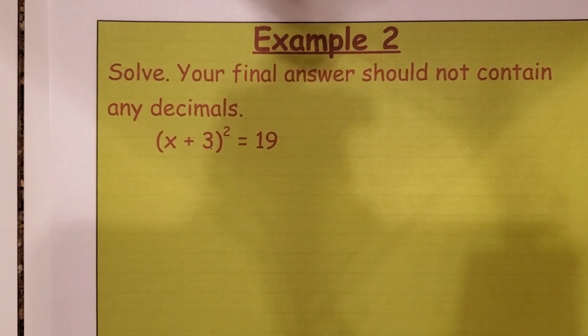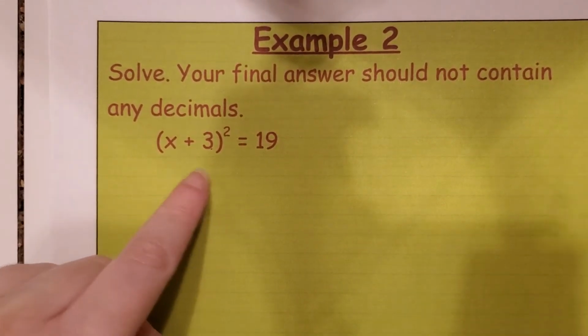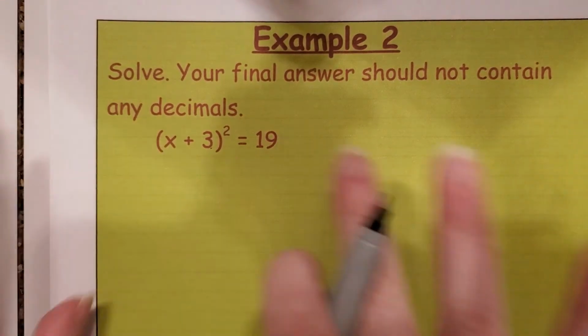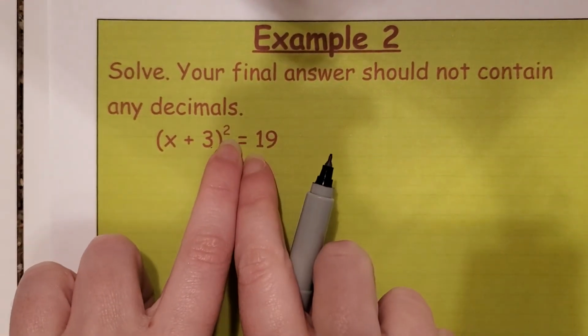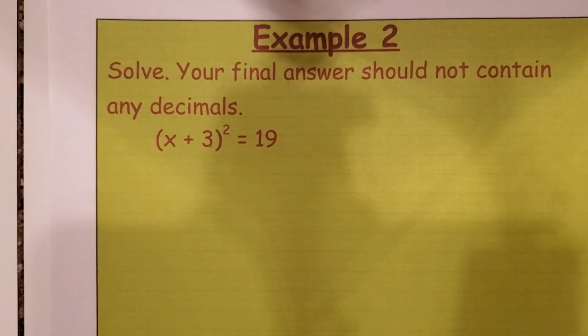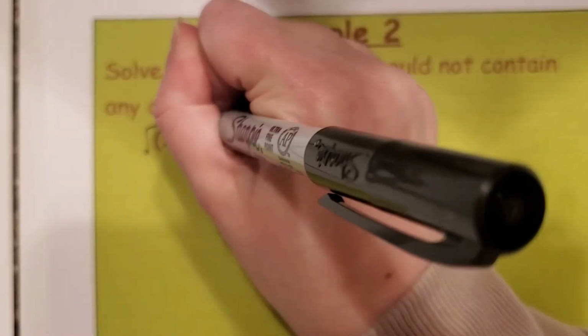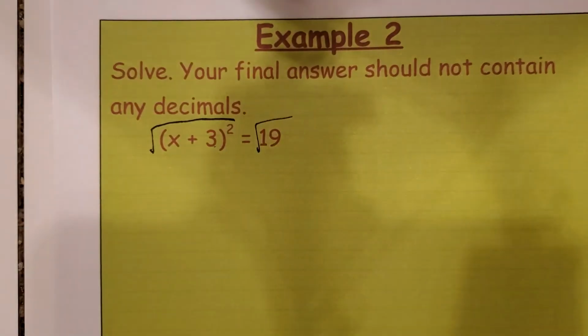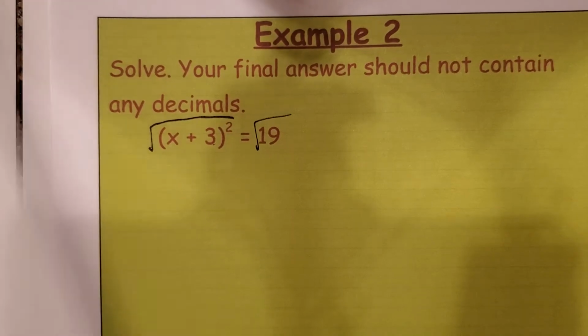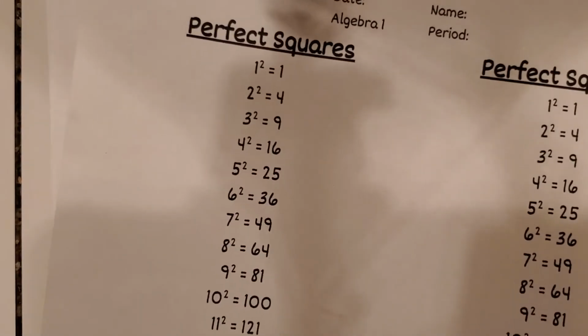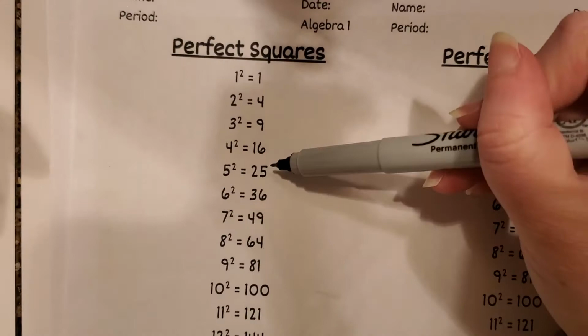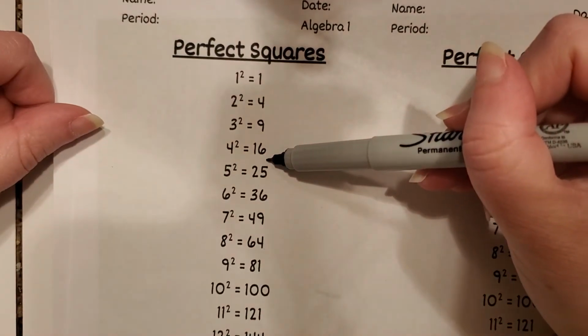The squared term is actually whatever's in parentheses. There's nothing outside of the square that we need to worry about. So in this case, we are able to take the square root of both sides right away. And 19 is, again, not a perfect square. That's the whole point of all this. 19 goes in between 16 and 25.